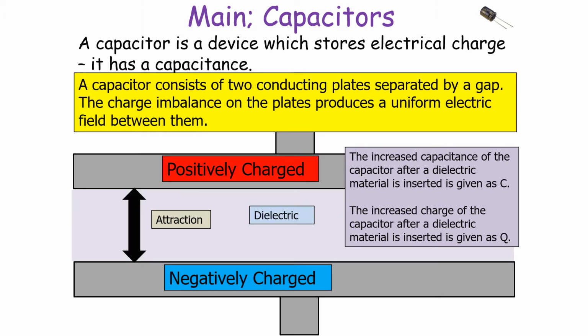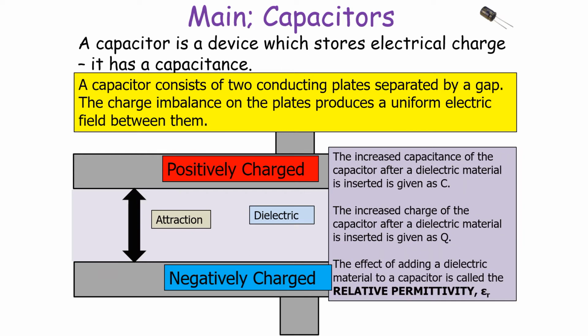Now, the increased capacitance of a capacitor after a dielectric material is inserted between the two plates is given as C, and the increased charge of the capacitor after a dielectric material is inserted is given as Q. The effect of adding a dielectric material to a capacitor is called the relative permittivity.